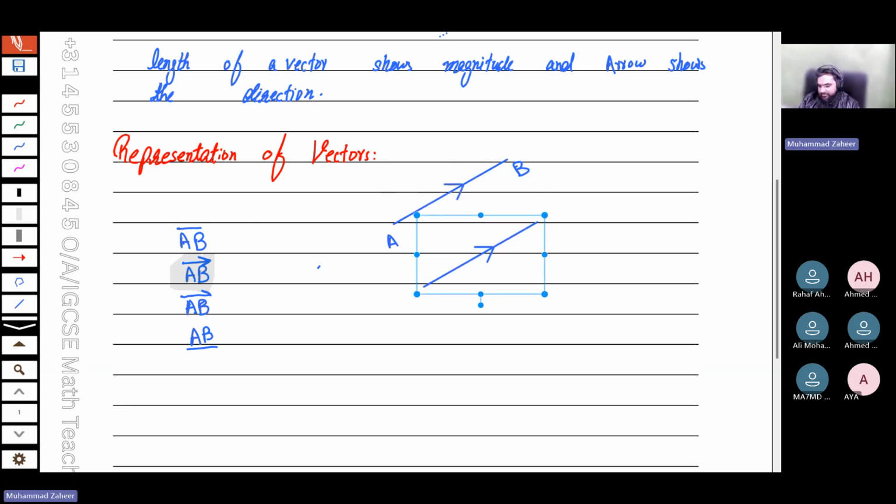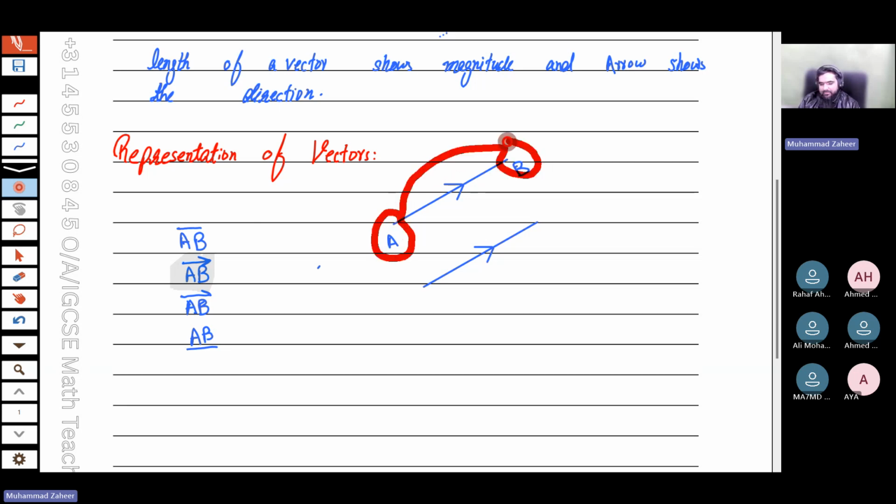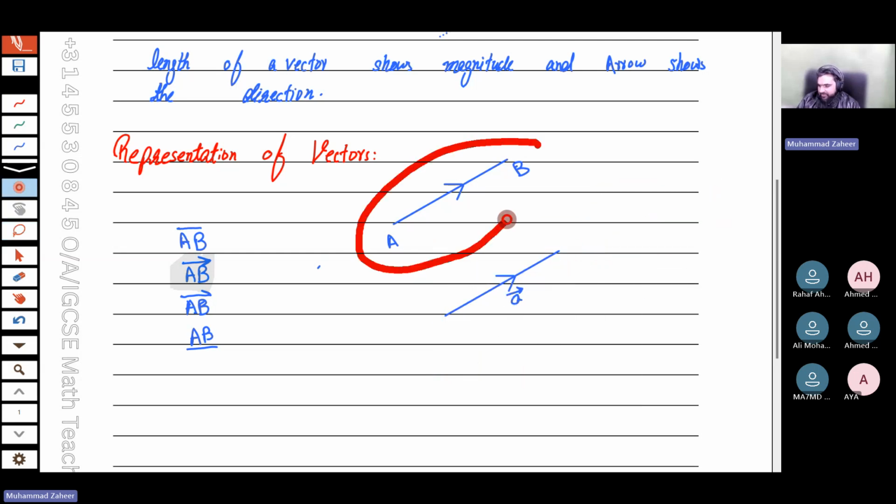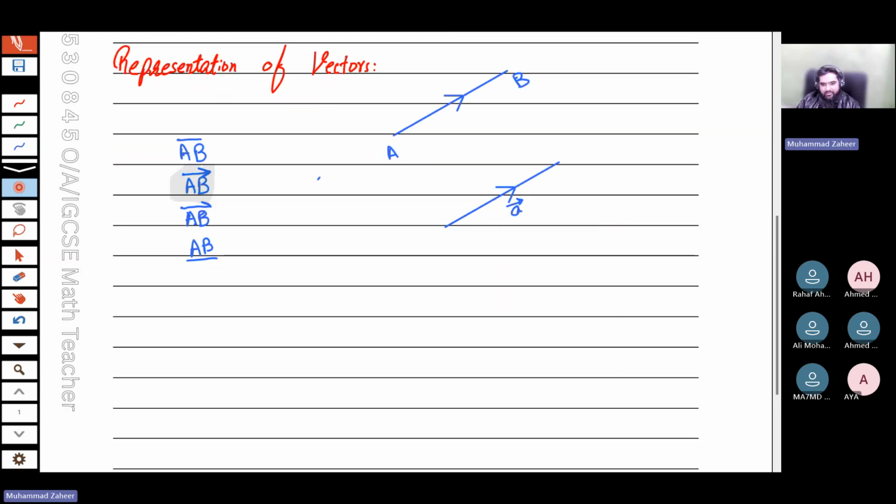This is a specific vector. A specific vector means it must start from point A and must end at B. But if I give a general name, that is vector A, let's say, this vector A just shows the magnitude and direction. It can be here, it can be here, anywhere on the grid. But in this vector, because it is from A to B, it must start from point A and must end at point B. Any question till here?